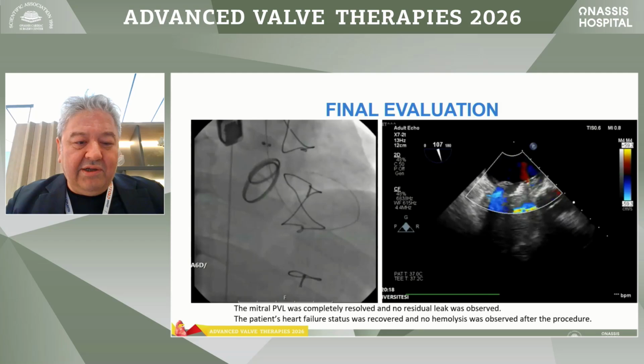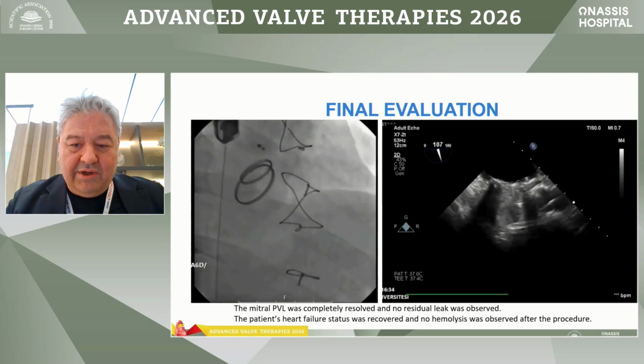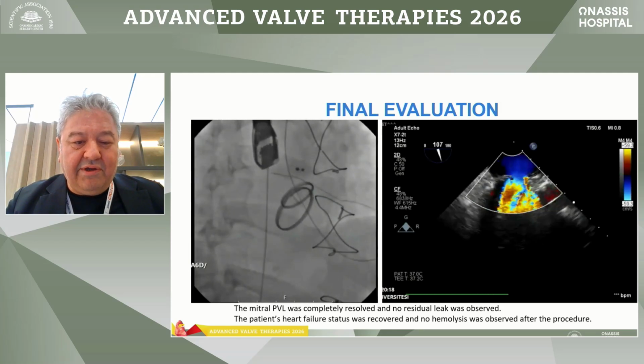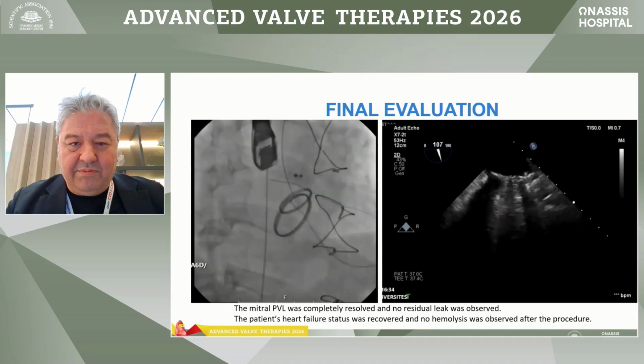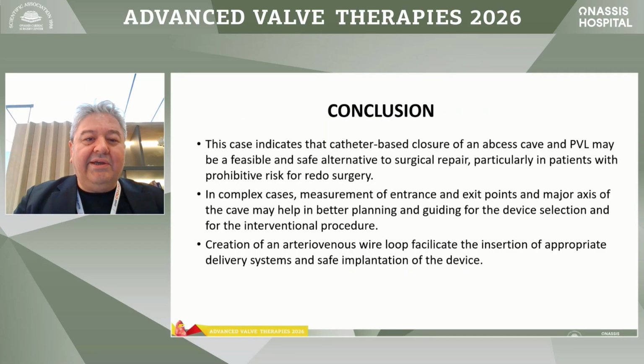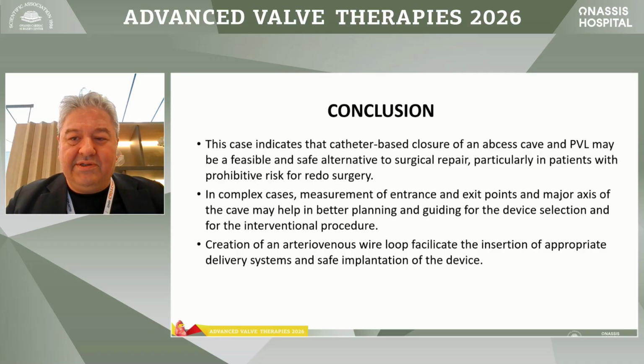So the mitral paravalvular leak was completely resolved and no residual leak was observed. The patient's heart failure status recovered and no hemolysis was observed after the procedure. So this case indicates that catheter-based closure of an abscess cave and paravalvular leak may be a feasible and safe alternative to surgical repair, particularly in patients with prohibitive risk for redo surgery.